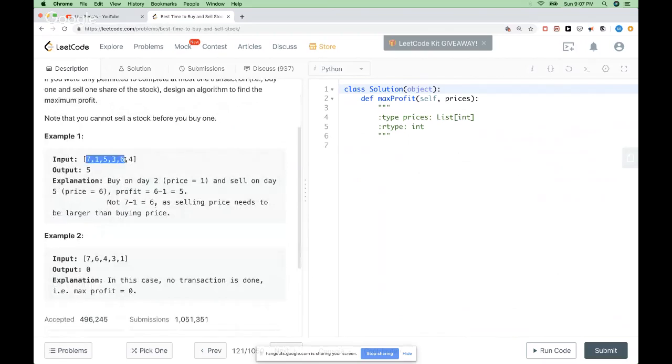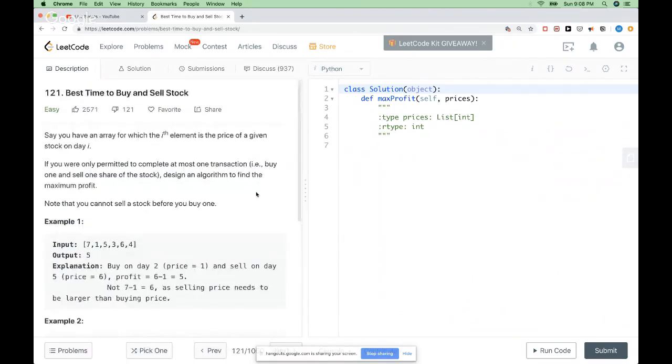For this case, we can buy on day 2, which means we buy the stock at 1, and sell on day 5 at the price of 6, which would mean we will have a profit of 5. Notice the day where you sell has to be after the day where you buy. So you can't say I'm going to sell at 7 and buy at 1, because you have to buy first and then be able to sell. Since there is no day before 7, you can't really sell at 7. Okay, so that's the logic here.